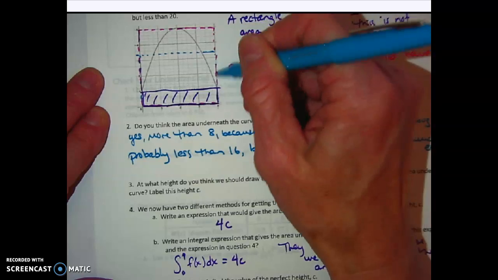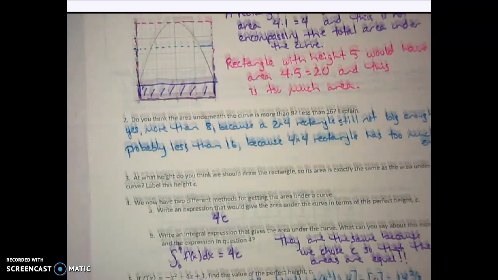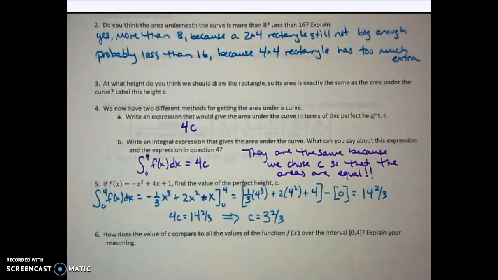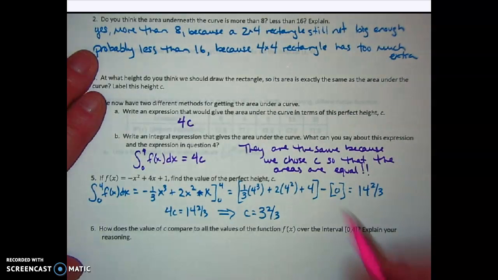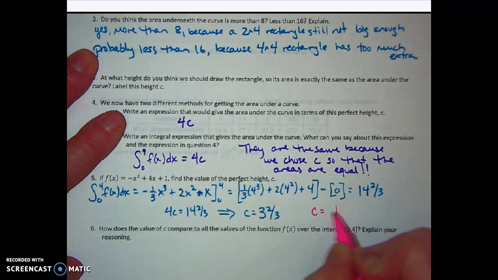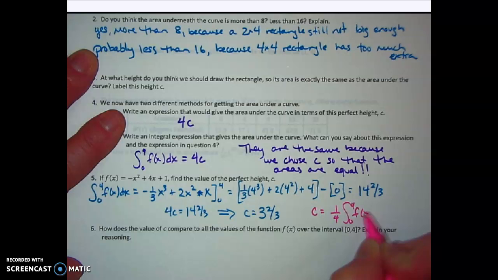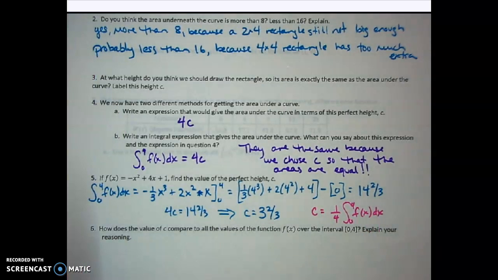That would have the exact same area as the area under the curve. I could say that c equals 1/4, because I divided the area by 4, of the integral from 0 to 4 of f of x dx. How does the value of c that we just found compare to all the values of the function f of x over the interval from 0 to 4?